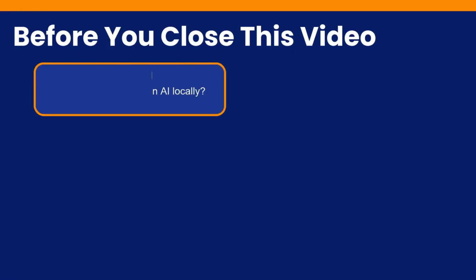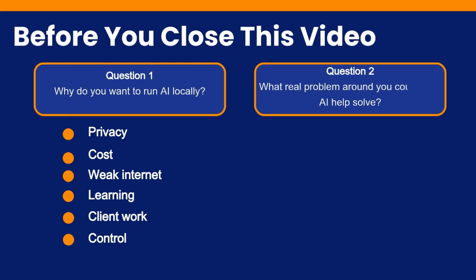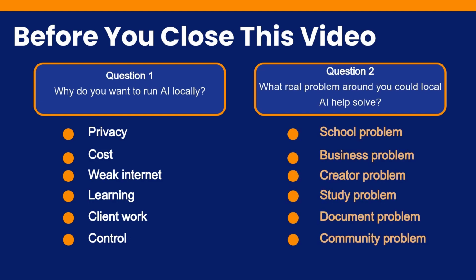Before you close this video, I want you to do two things. One, write down why you want to run AI locally. Maybe it is privacy, maybe it is cost, maybe your internet is unreliable, maybe you want to learn deeper, maybe you want to build tools for clients, maybe you just want to stop depending completely on platforms you do not control. Two, write down one real problem around you that local AI could help solve. A school problem, a business problem, a creator problem, a study problem, a document problem, a community problem, just one.